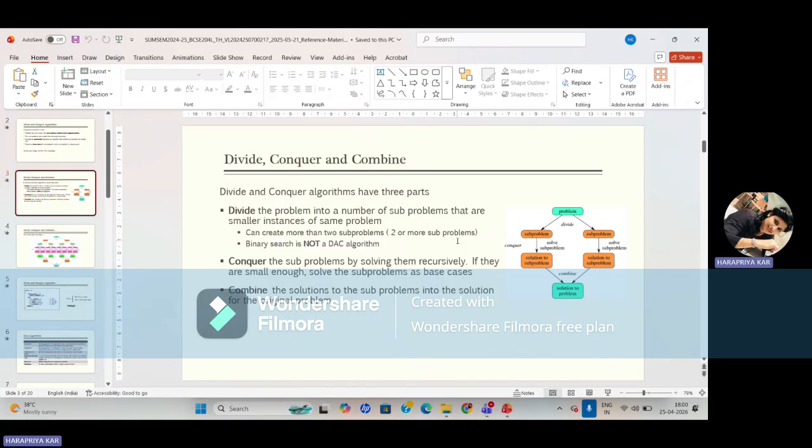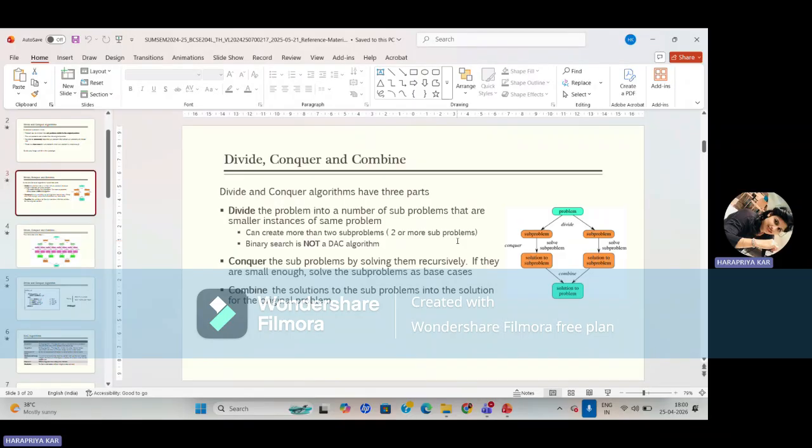So first of all, here what we are going to work on is divide, conquer, and combine. This divide and conquer works with three aspects: first divide, then conquer, then combine. First of all, you have to divide the large problem into sub-problems.